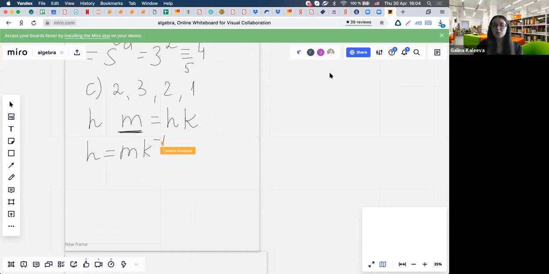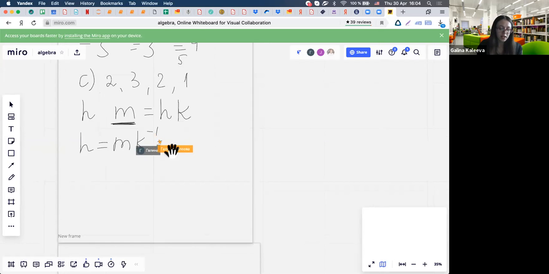And in the cyclic group of order n, the minus first power is the same as the n minus first power, right? This is M times K to the n minus first power, where n is the order of our group. Now n equals 4, because our cyclic multiplicative group consists of 4 elements. So we now have message 2. What is H?